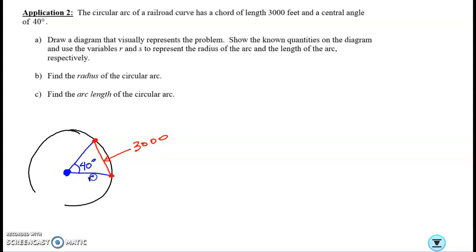The other two sides of the triangle would be the radius of the circle, so they would be equal distance. So that also means that these angles in the triangle would have to be equal in measure. This is an isosceles triangle. So in order to figure out those angle measurements, we could take 180 minus 40, which gives me 140, and we can divide that by 2. And so that means that both of these angles are 70 degrees.